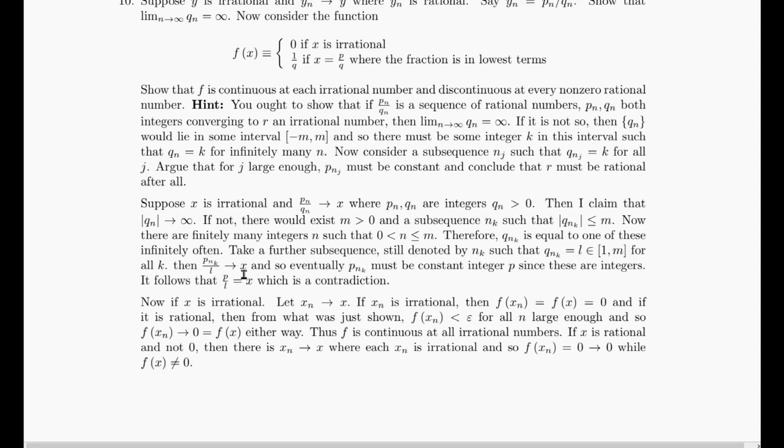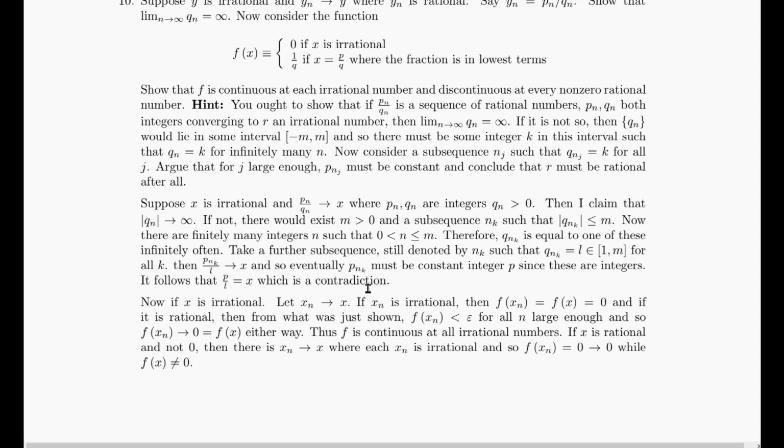Well then, since this is a subsequence of a converging sequence, I know this also converges to x. Well, that's totally impossible unless these p sub nk's are eventually constant. Because you see, whatever they are, they're integers. And if you're looking at integer multiples of 1 over L, those cannot be getting arbitrarily close to each other, and so you cannot have such a thing converging to x. Remember, if a sequence does converge, then it must be a Cauchy sequence. Okay, so eventually this p sub nk must be a constant integer p, and therefore x is rational after all, which is a contradiction.